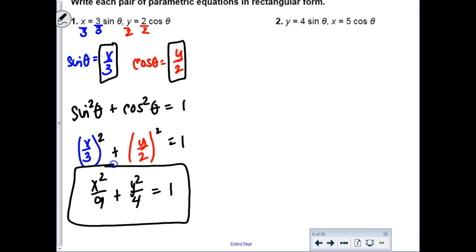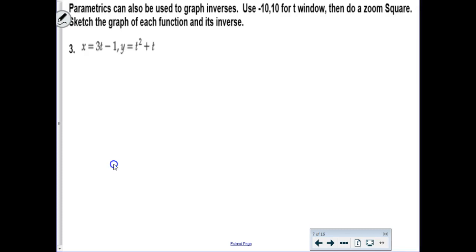All right, I'm going to skip 2 because it's really the same thing. It's quite boring. Let's move on to number 3. Did you know that you could graph inverses in parametrics? Sure, why not? What's the main rule about inverse functions? Like, what's the whole premise of an inverse function besides that they undo each other?